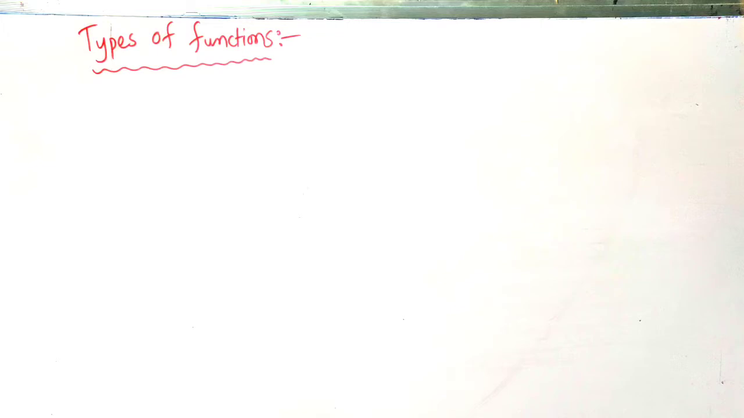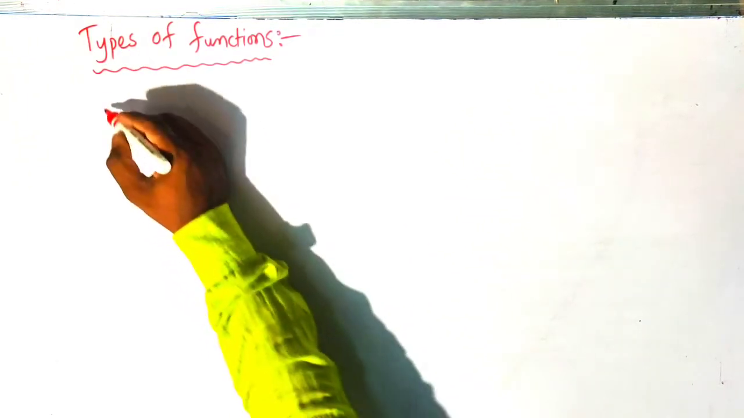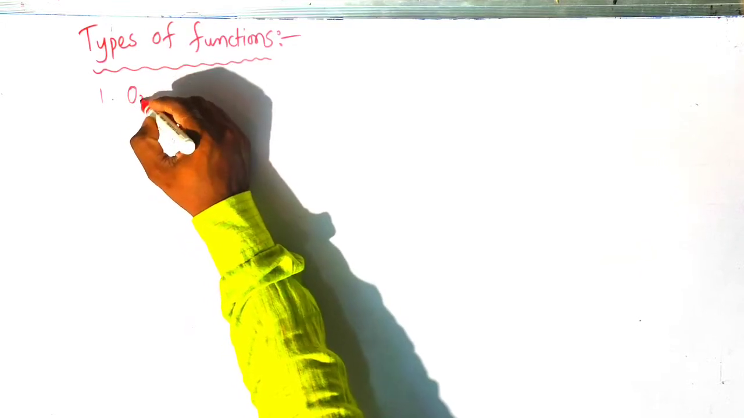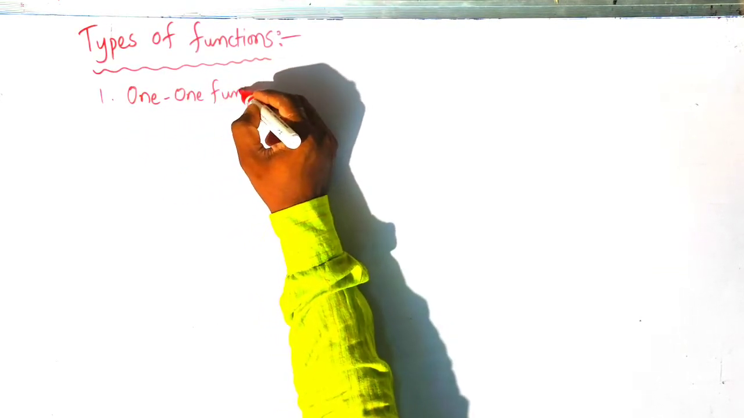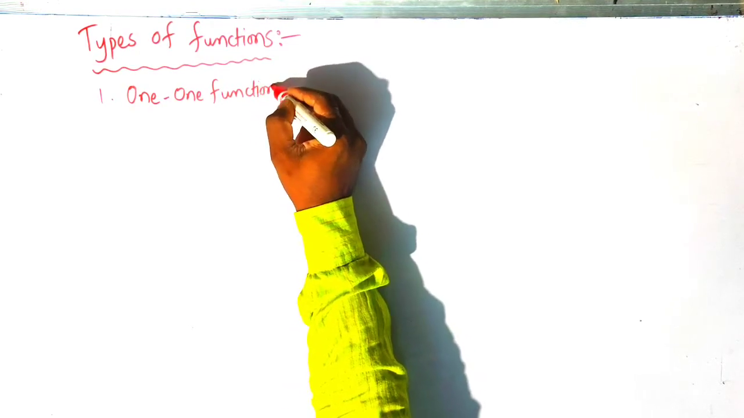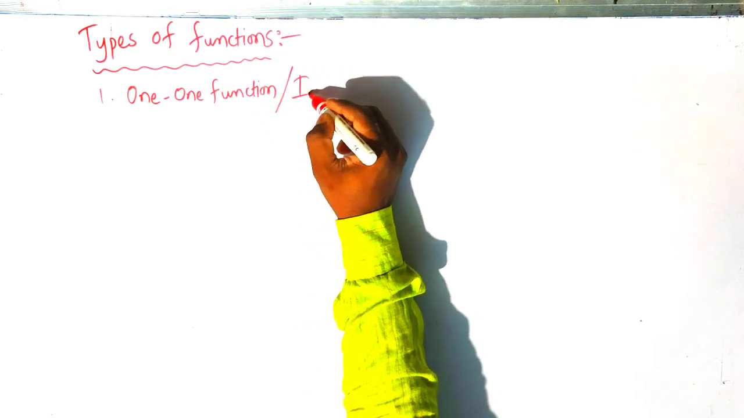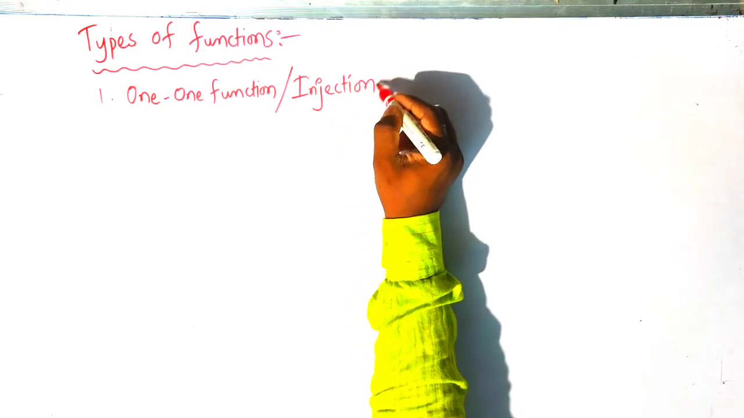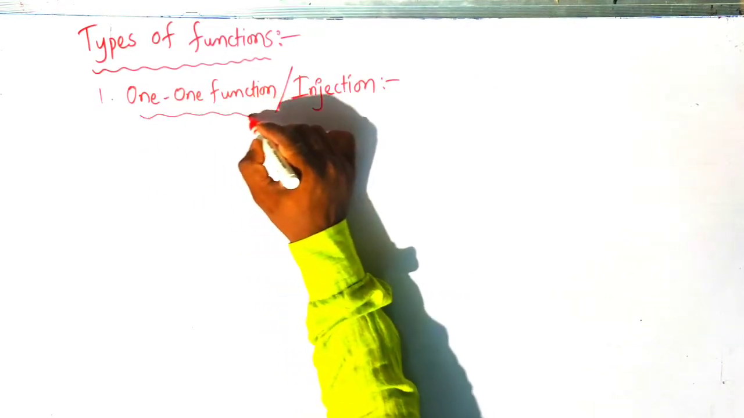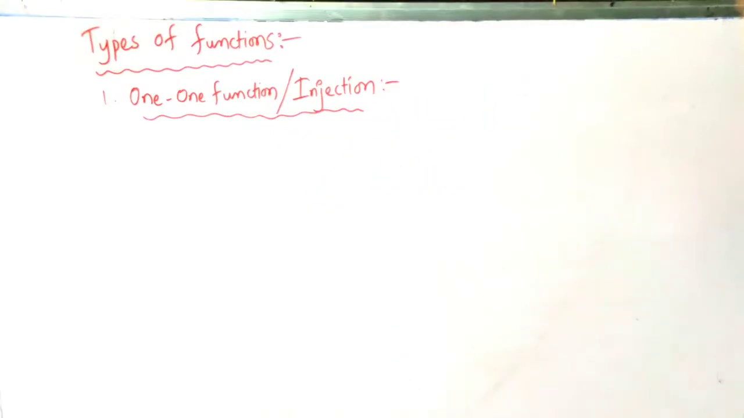Next one is types of functions. First one is one-one function or injection. So one-one function or injection.